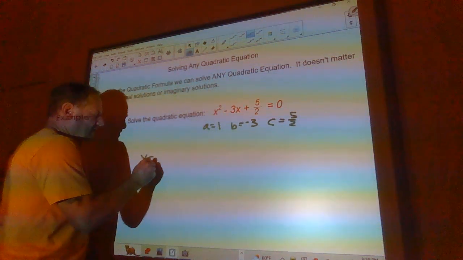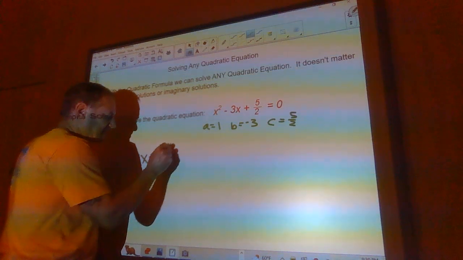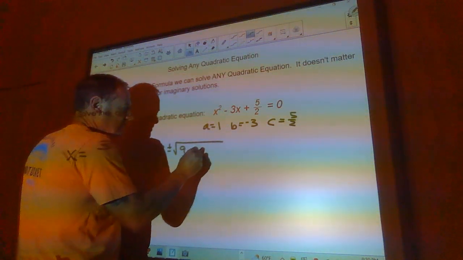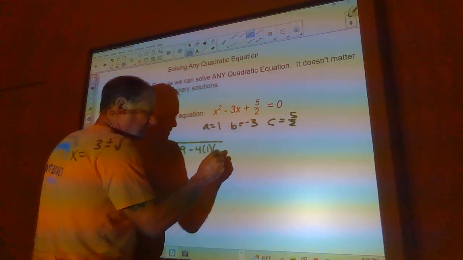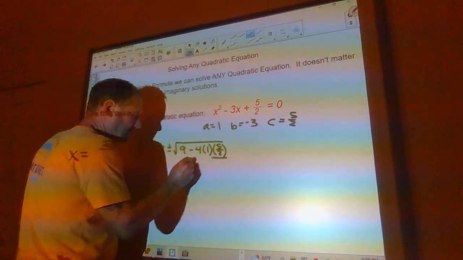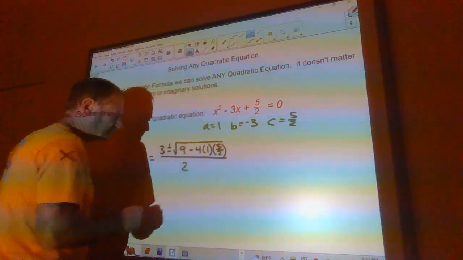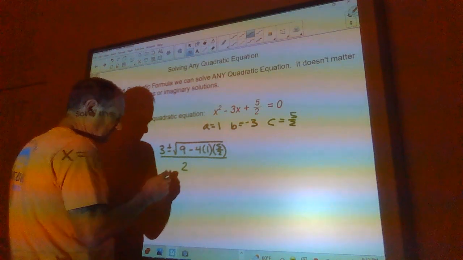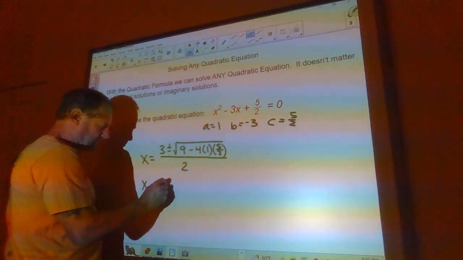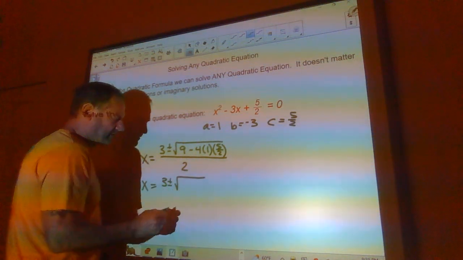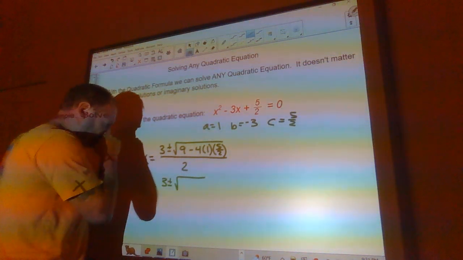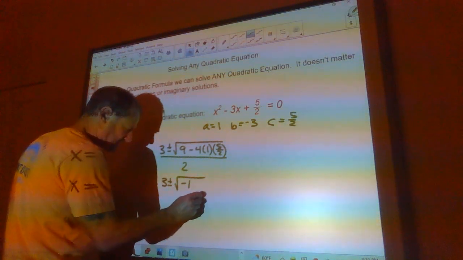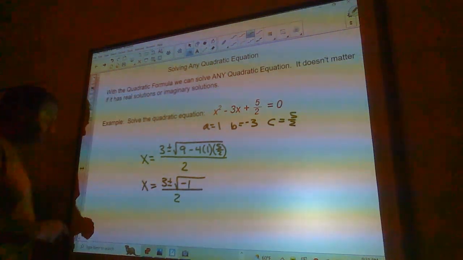So x equals -b, that's +3, plus or minus the square root of b squared, that's going to be 9, minus 4 times 1 times 5/2, all over 2 times 1, which is 2. So x is going to equal 3 plus or minus the square root. This is going to be 9 minus 10, so -1, over 2.